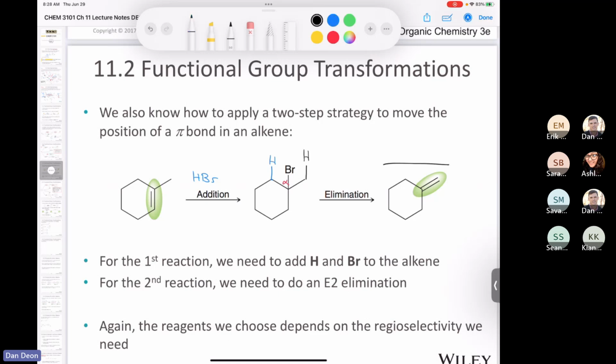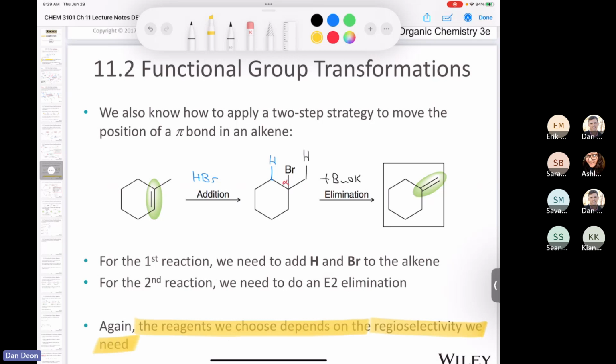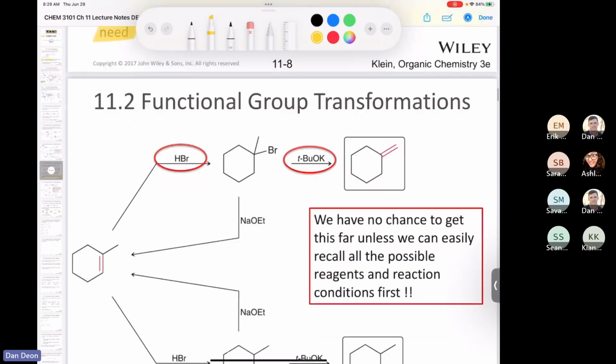If we want to pull off the beta carbon in black, we would have to use a hindered base like potassium t-butoxide. You could also use DBU, DBN, that would be fine with me and anybody else, okay? These are the words of David Klein, but it says the reagents we choose depend on the regioselectivity we need. And so you've got to know the difference between Markovnikov and anti-Markovnikov addition. You have to know this very, very well.